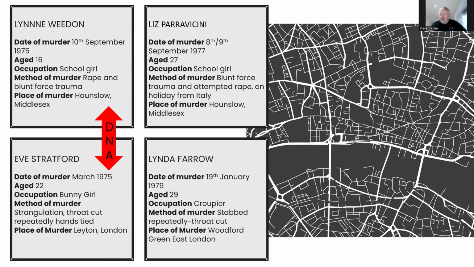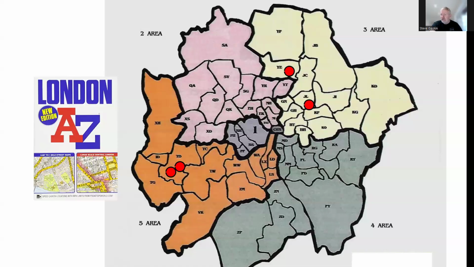Again, if you look to the bottom right-hand side quadrant, there is Linda Farrow, who was also a croupier. So there was a linkage there. She was murdered some 4 years later, and she was stabbed repeatedly and had her throat cut. And these two murders, the bottom two, were in the East End of London. If you have a look at this map here, the dots will show you TD, that's the call sign for Hounslow, and the other two. So they're on the other side of London. But I think it's fair to say that certainly as a strategy, you put all four together.